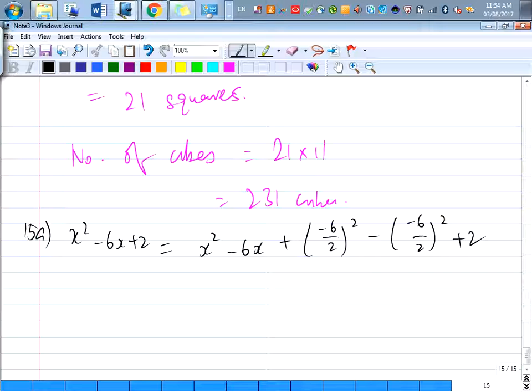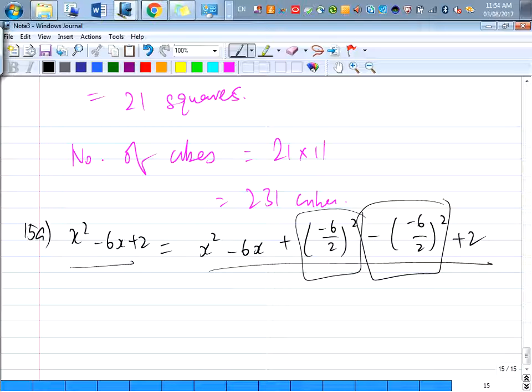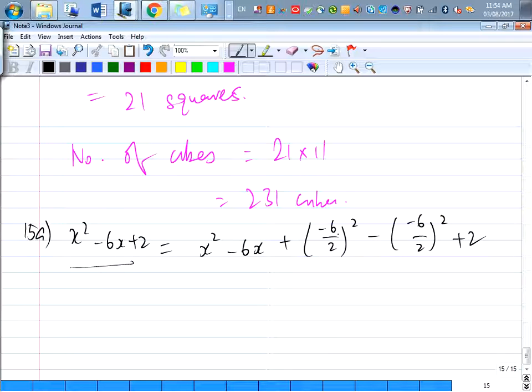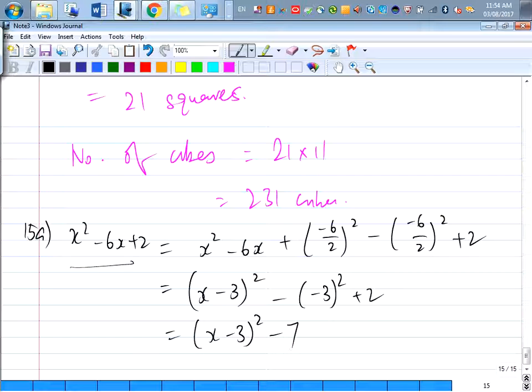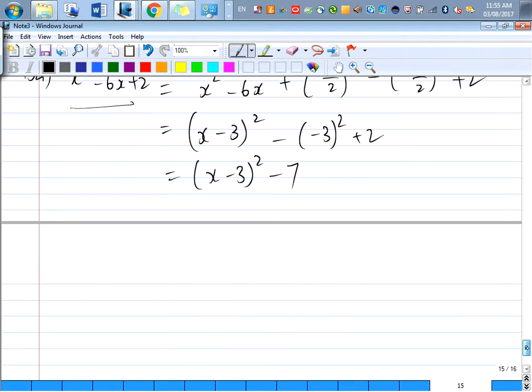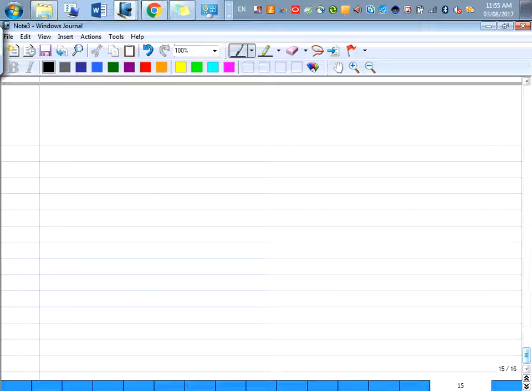Okay, use this as a revision. Left hand side is equal to right hand side. Whatever I introduce, I take away as well, so they are equal. Why did I introduce this? Because I need this to complete my square. This is now in the form of a squared minus 2ab plus b squared. Then I have (x minus 3) squared minus (negative 3) squared plus 2. So (x minus 3) squared minus 7. I'm not going to spend too much time on this, since you know where you went wrong.